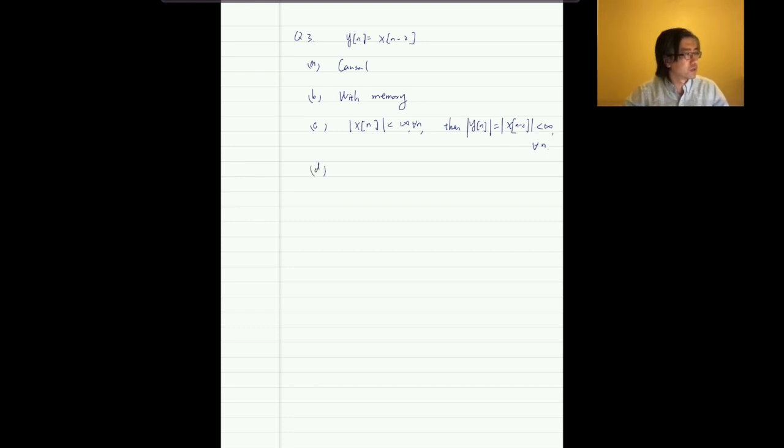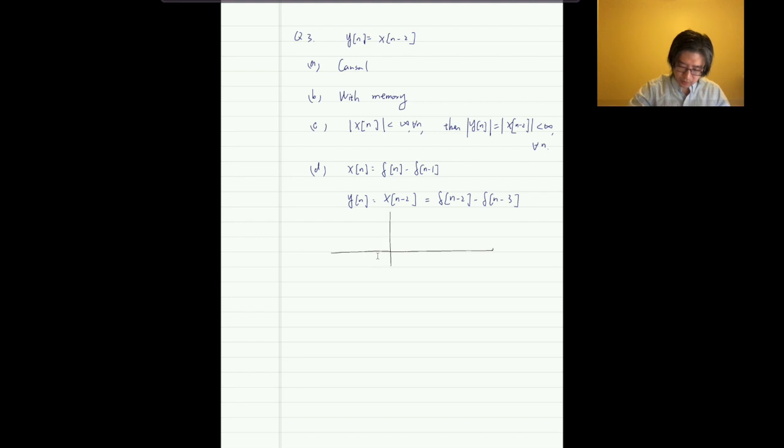So number D is to say that if the input is delta n minus delta n minus 1, then what is the output, right? Because y of n equals x of n minus 2, therefore it should be equal to delta n minus 2 minus delta n minus 3. And we're going to sketch this signal. So let's sketch both of them and then subtract them together.